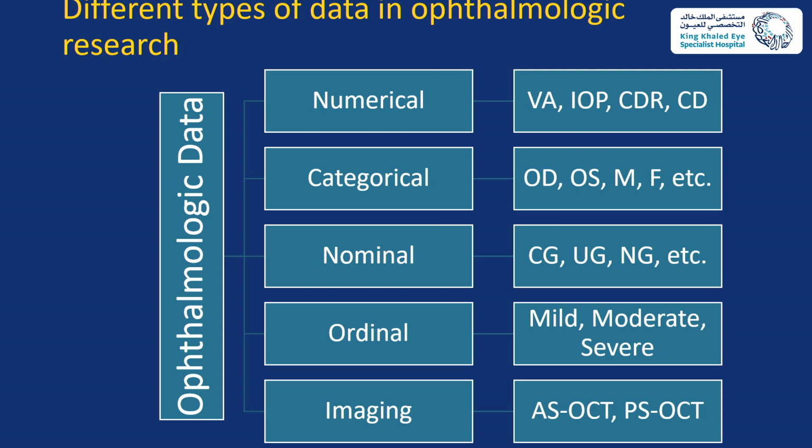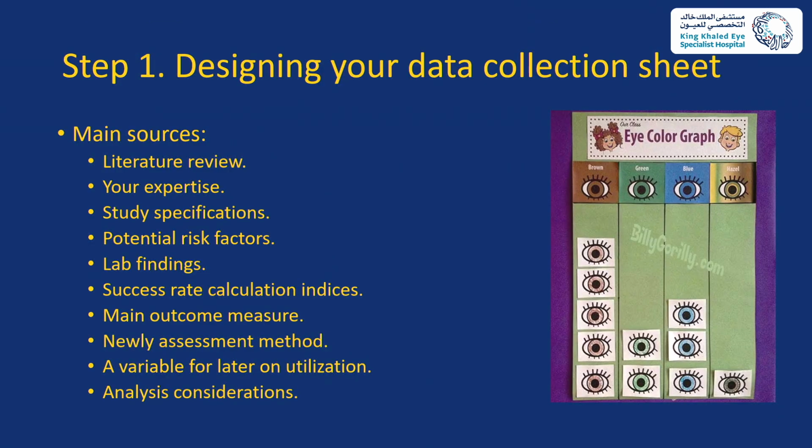Nowadays, we are utilizing images so much. So why is it important to know that nominal is different from ordinal, is different from categorical, is different from continuous variables? Because based on that, we are going to select our statistical analysis.